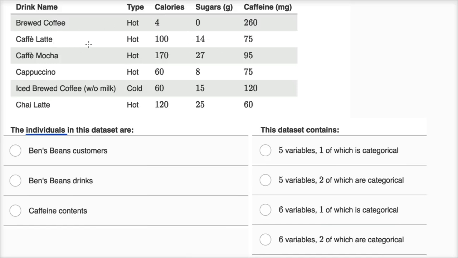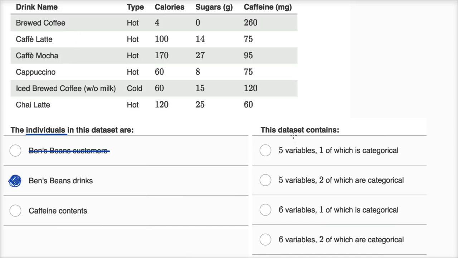So each of these rows of the data set, they're not referring to types of people or customers and things about those customers. So it's not about Ben's Beans customers. I have trouble saying that. Each of these rows represents one of the drinks that are offered at Ben's Beans coffee shop. So those are the individuals. In statistical language, the individuals could refer to things. What are the things represented in that data set?